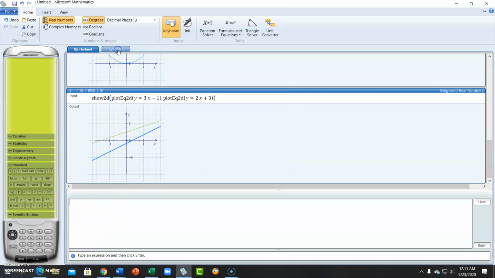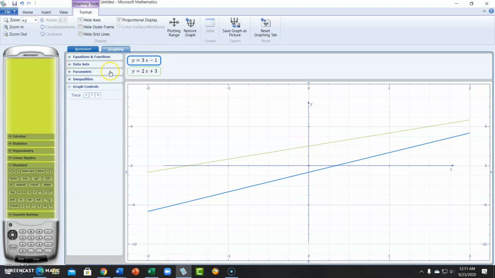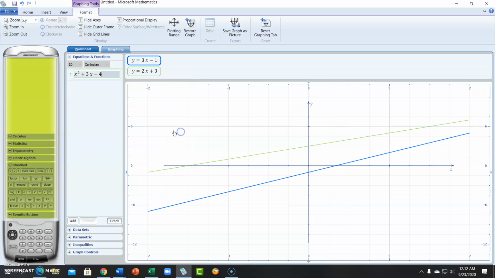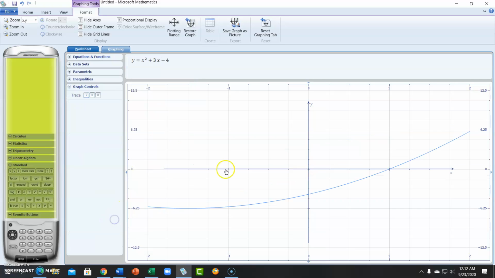Next, let's look at the graphing tab, which has our graphing features. So we have equations and functions, data sets, parametric inequalities. I'm going to go into equations and functions. I'm going to remove these equations we had from earlier. I'm going to put in x squared plus 3x minus 4. And I'm going to press enter and graph.